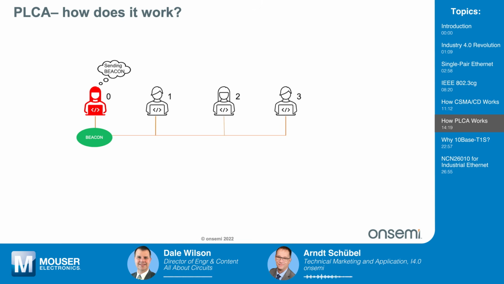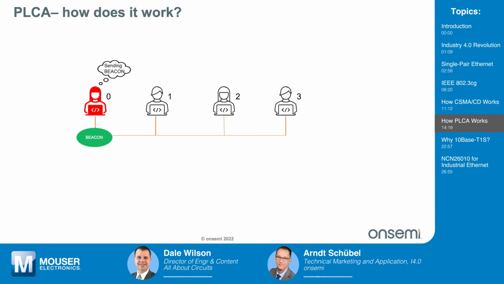What you have to do is assign every station a single ID, an identifier. In this particular case, from left to right, we call them 0, 1, 2, and 3. The station with ID 0 gets a special role. We call that the coordinator, and what it does is send a beacon. It's a 20-bit long signal that denotes the start of a PLCA cycle.